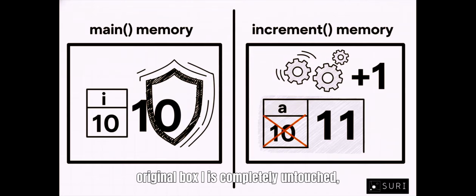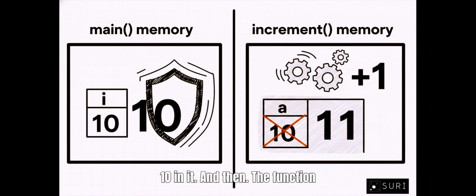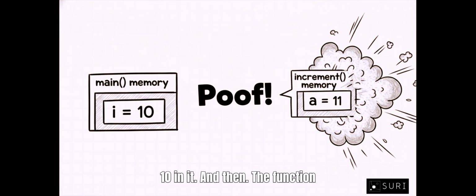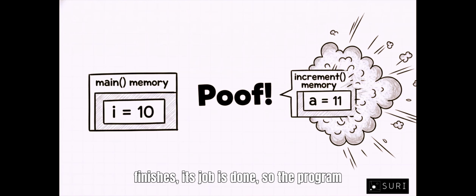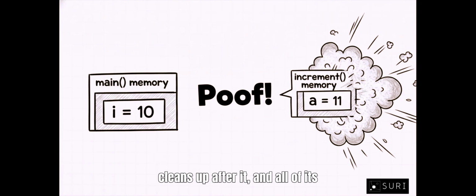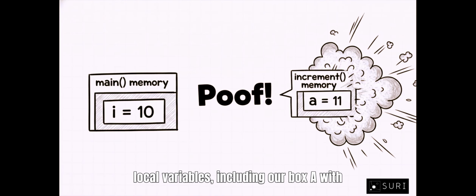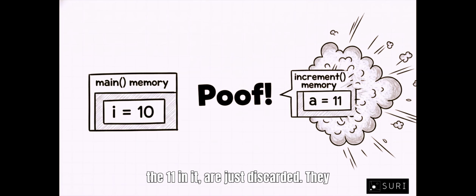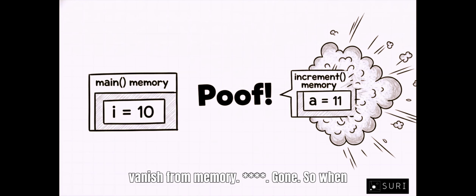So that original box, I, is completely untouched. It's still sitting there with the number 10 in it. And then the function finishes. Its job is done. So the program cleans up after it, and all of its local variables, including our box A with the 11 in it, are just discarded. They vanish from memory. Poof, gone.